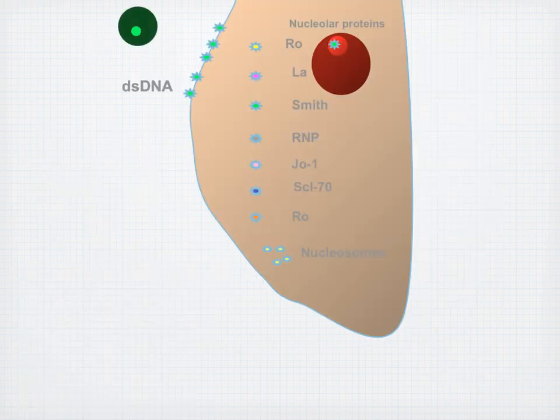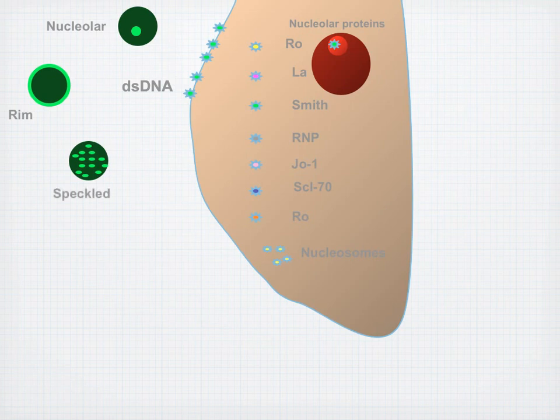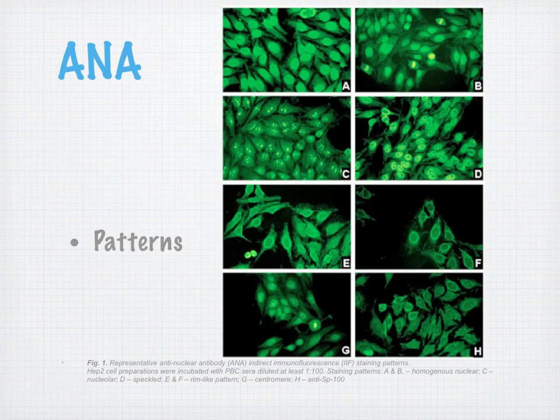All right, and we can see here the nucleolar, and the rim and the speckled, and the homogeneous patterns. And then this is an actual photograph of the representative antinuclear antibody indirect immunofluorescence staining patterns. We can look through and see the homogeneous is A and B, and the nucleolar is C. You can see the nucleus there. And D is speckled, and E and F are the rim-like, and then G is the centromere, and so on.